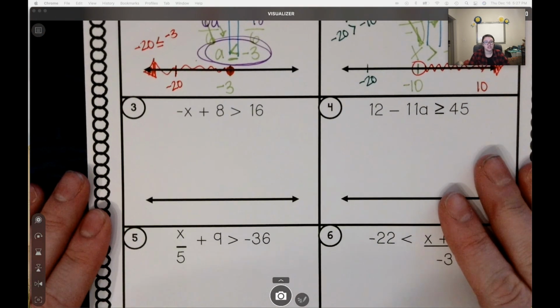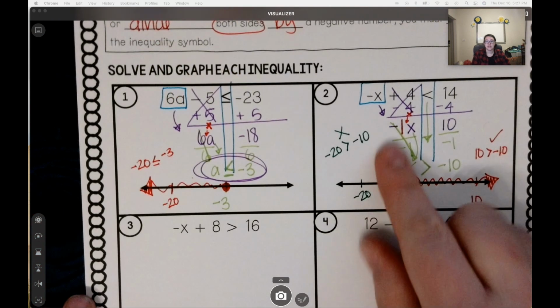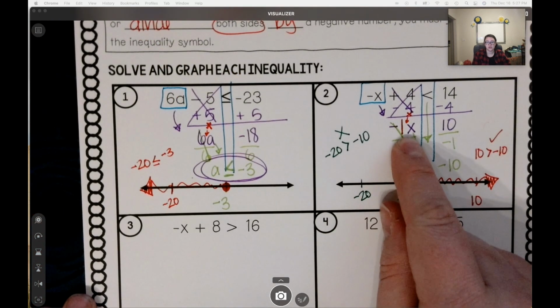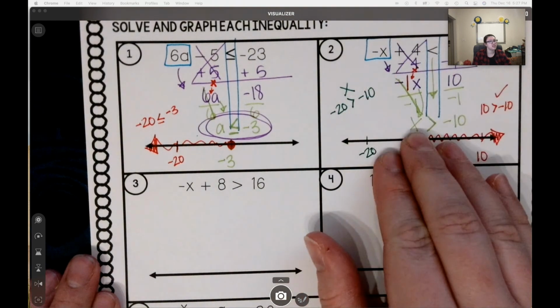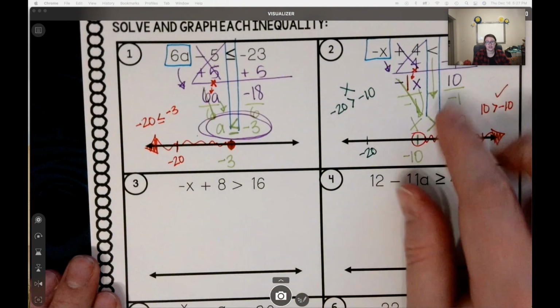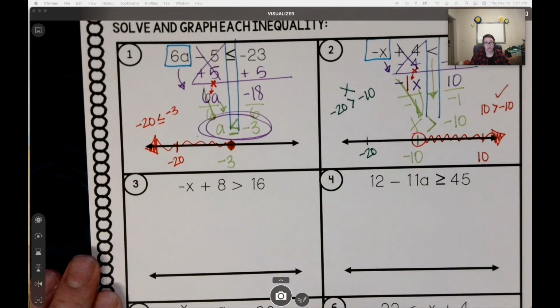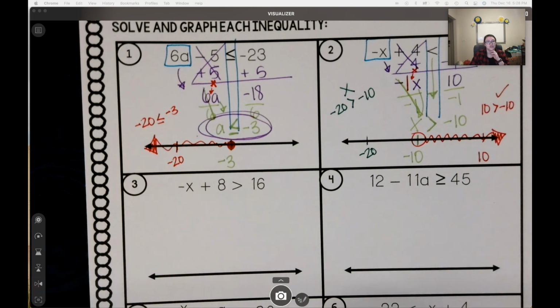Number 3 looks just like number 2. Take that information you just learned about that coefficient really being a negative 1, and try to just solve it. Don't graph it yet, just solve number 3. Did you check to see, do you need to flip your sign or not? Why or why not? Pause and double check.